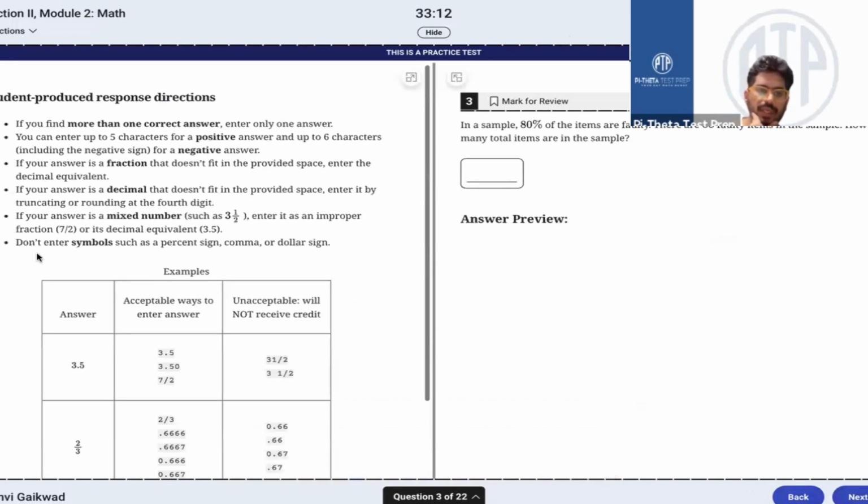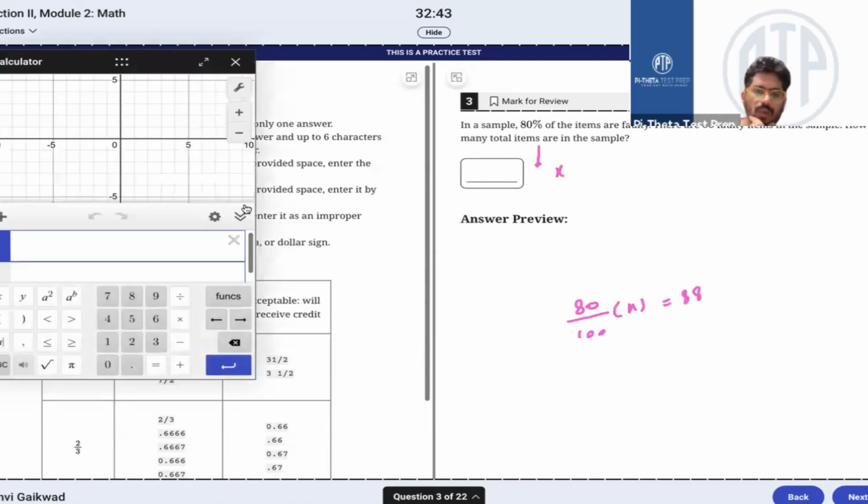Now, a very simple question. In a sample, 80% of the items are faulty. There are 88 faulty items in the sample. How many total items are in the sample? Let's take total items as x. So 80% of the items are faulty and there are 88, correct? We can multiply by 100 on both sides, or we can just use Desmos here. Don't try to solve such questions manually. Humans can make calculation errors, but the calculator will not.